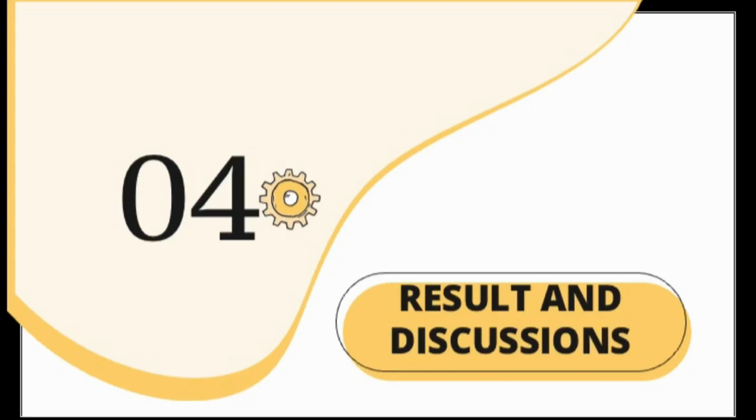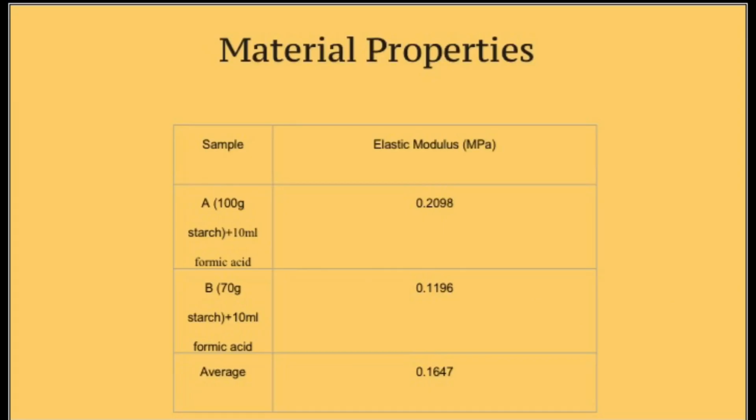Next, Chapter 4, Result and Discussion. Material properties. In this project, there are several material properties that need to be obtained. The material properties of the sample of airless tyre were obtained by using two tests.